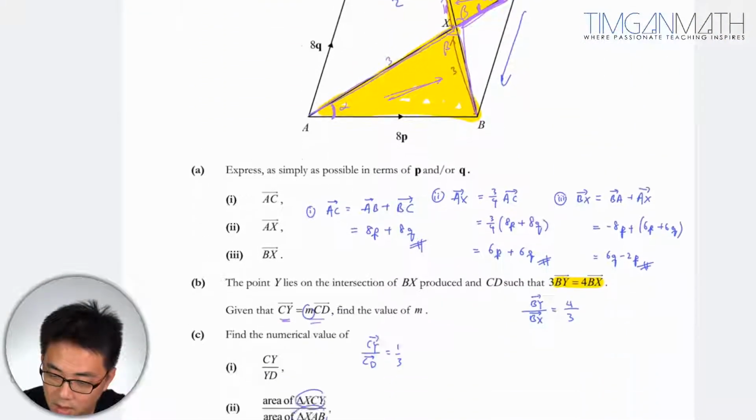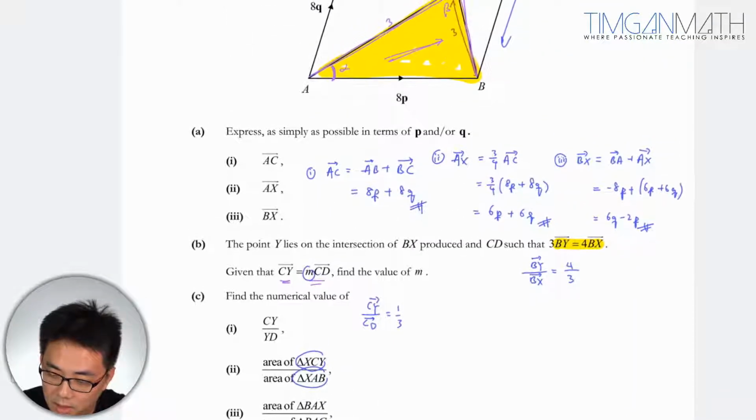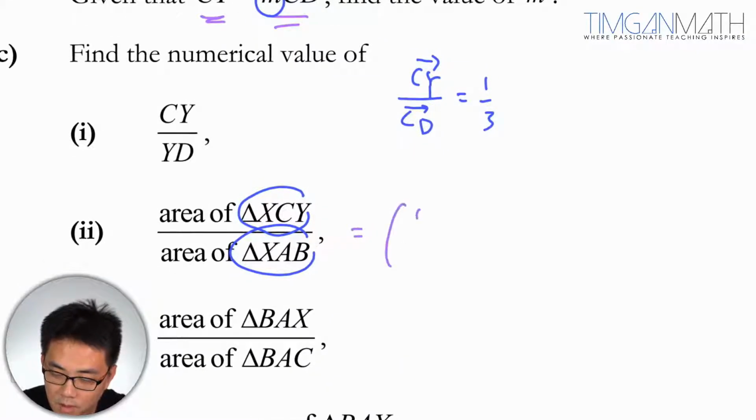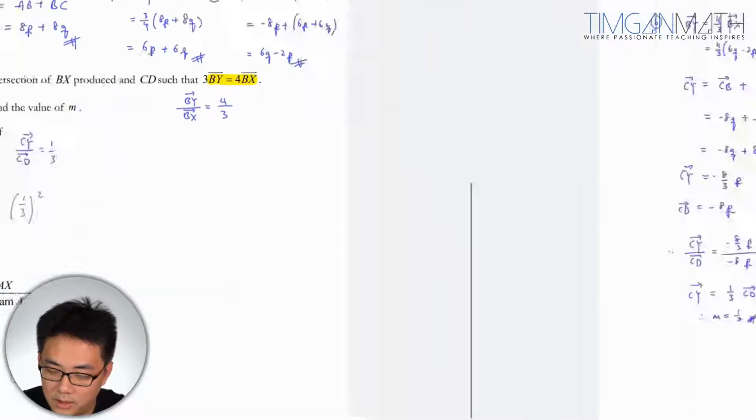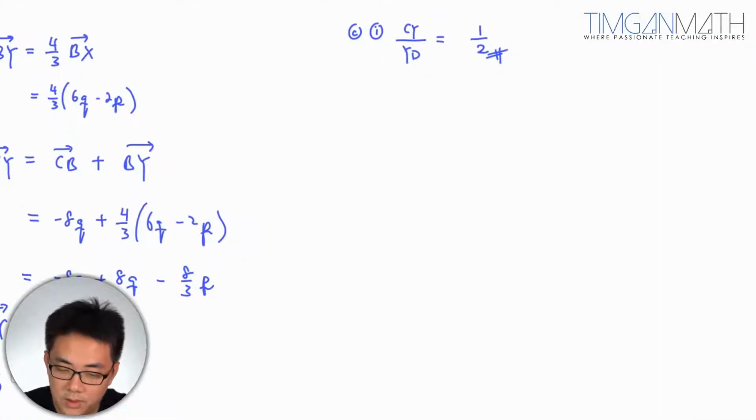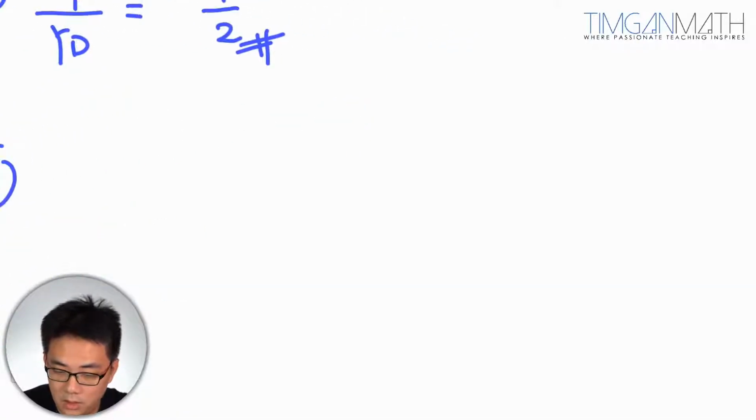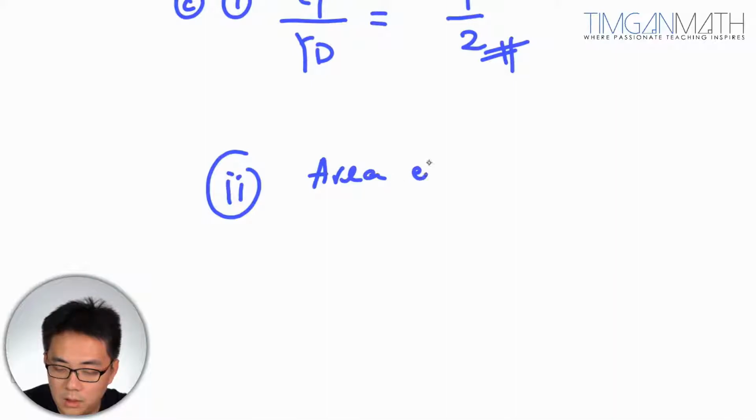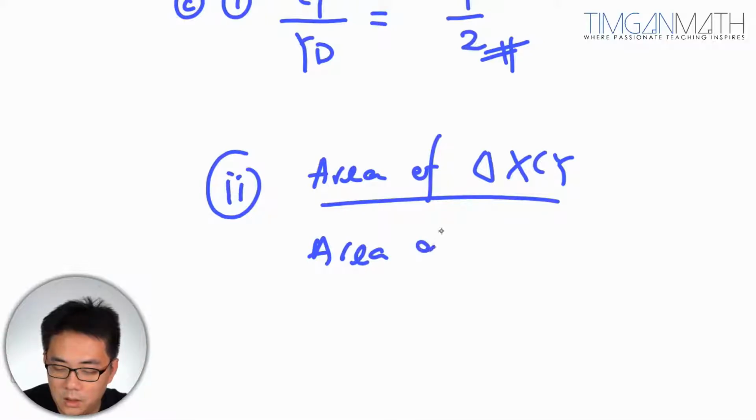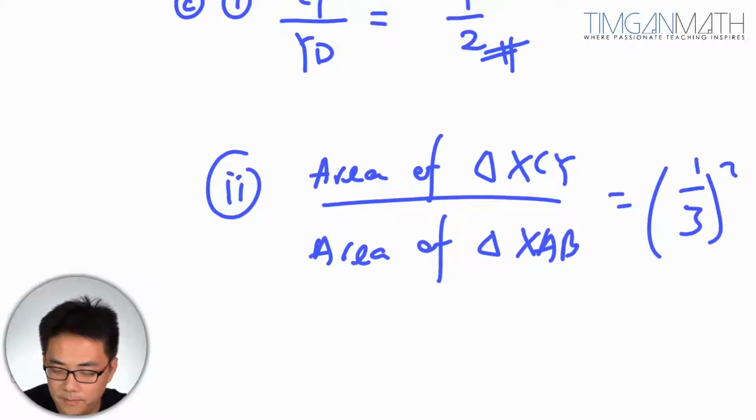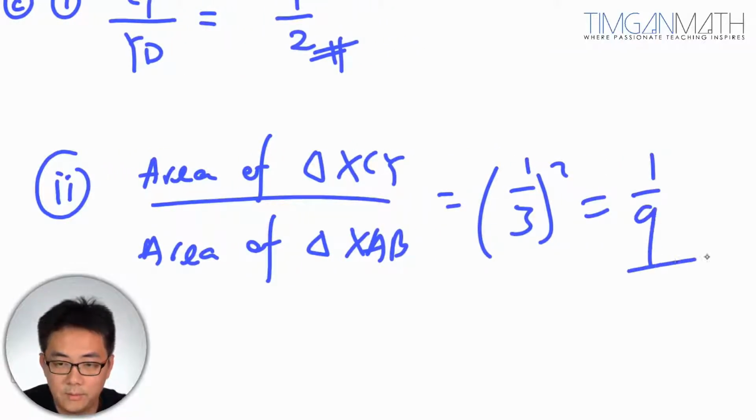XCY to XAB is just, XCY is the smaller one. So this is 1 over 3 square. Okay, it has to be squared because area is squared. So this is area of triangle XCY over area of triangle XAB will be 1/3 squared. Okay, this is 1 over 9.